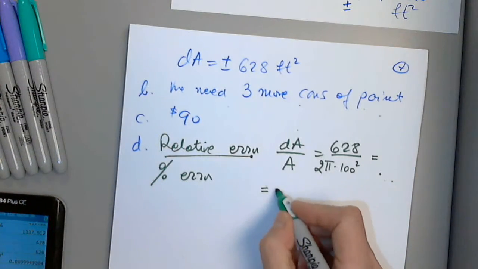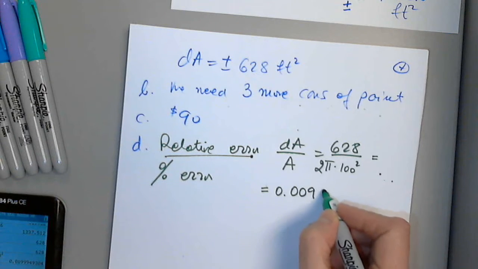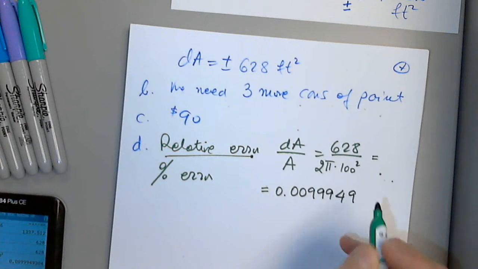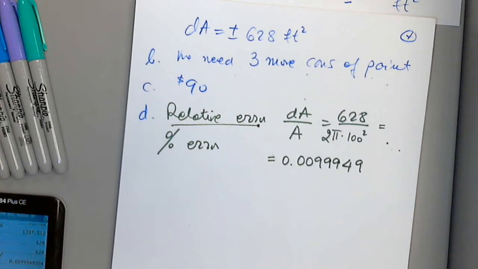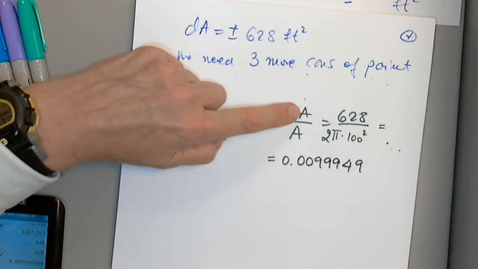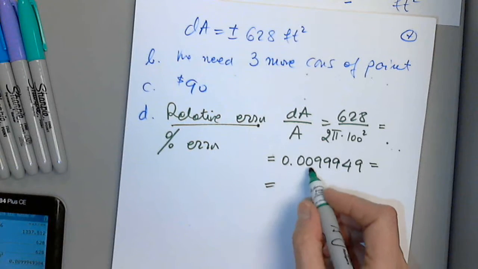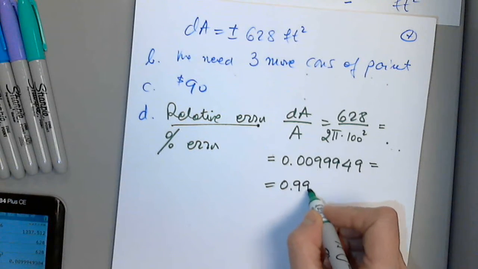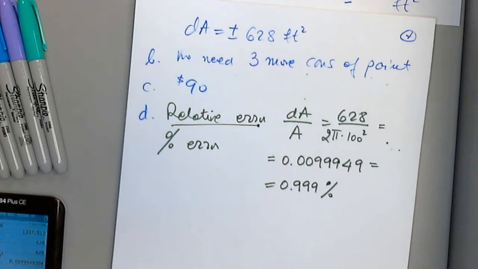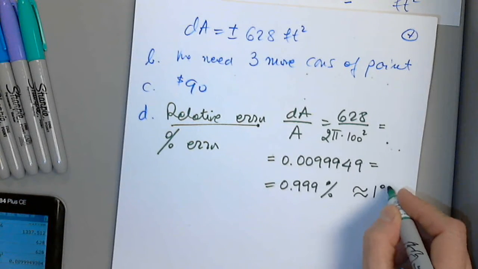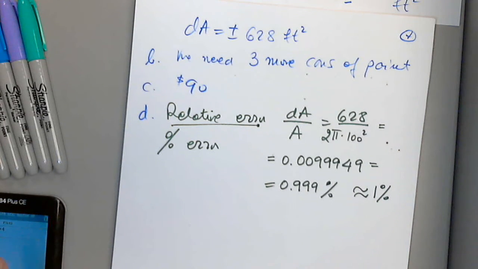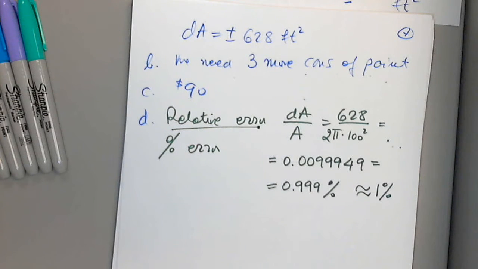So I got 0.00999949. No measurement unit, because this is square feet over square feet. And the percent error will be 0.999%. Approximately 1% error. So this is what I have to report.